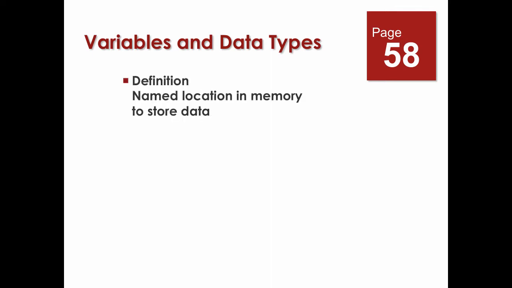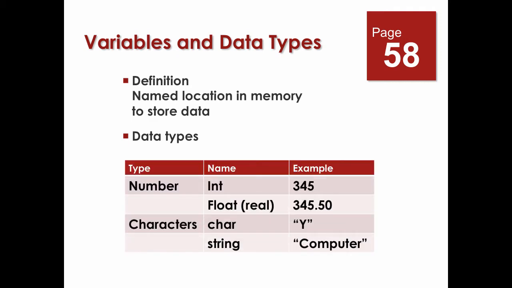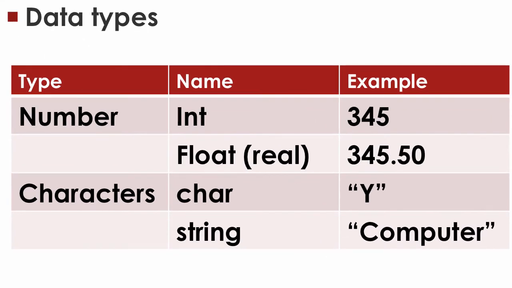There are a lot of different data types for variables. The definition of a variable is a named location in memory to store data. And when we actually create that name and that data spot, that variable, we want to make sure that we understand that there are different kinds. So we can have a number, and there are two kinds of numbers: ints, integers, and floats. Those are numbers with decimal points.